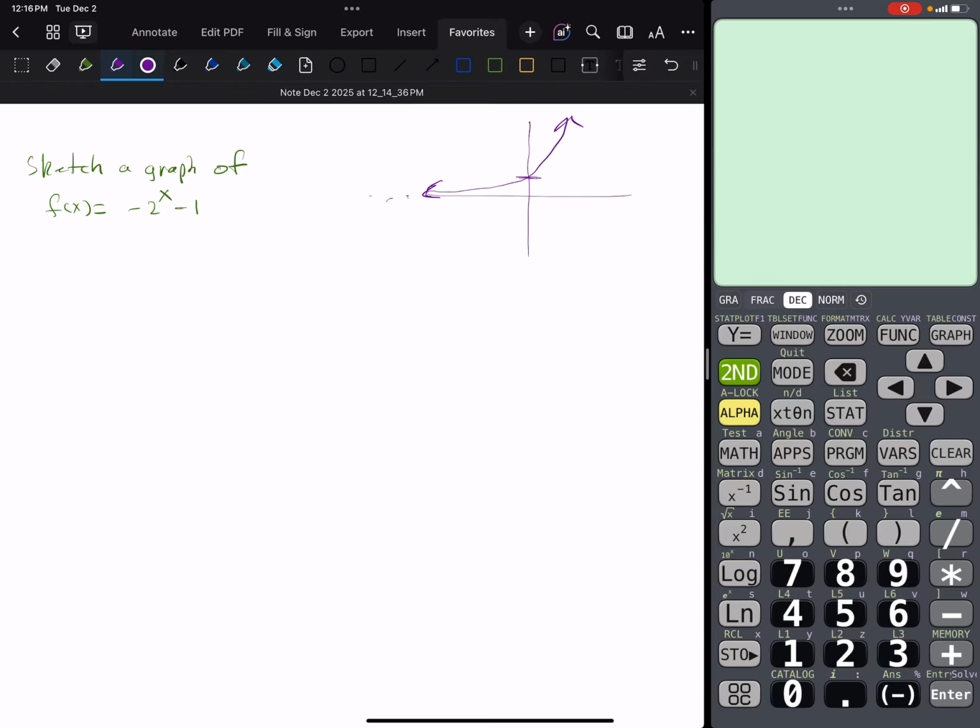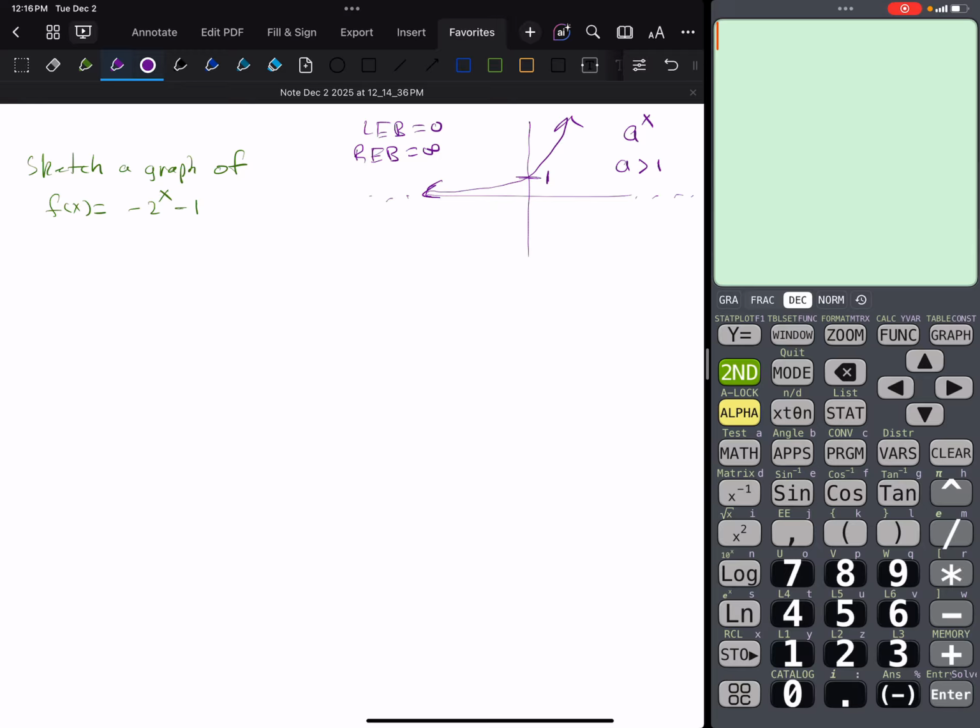Horizontal asymptote at y equals 0. At its left end, the behavior approaches that horizontal asymptote, and its right end behavior goes to infinity, and it passes through the point (0, 1). It's going to have a y-intercept of (0, 1) for the basic graph of a to the x, where a is greater than 1.